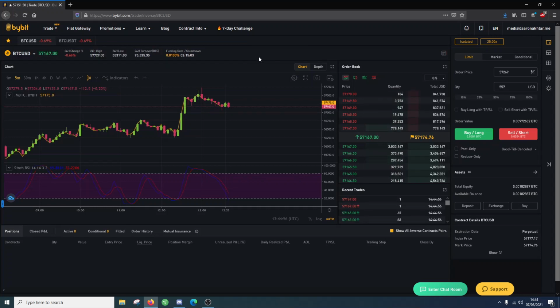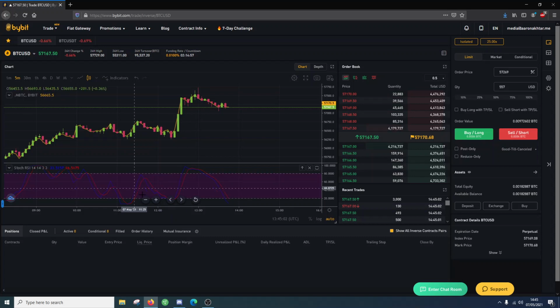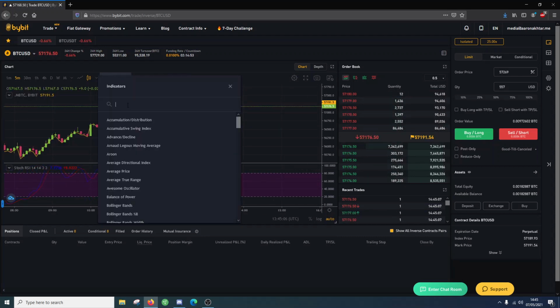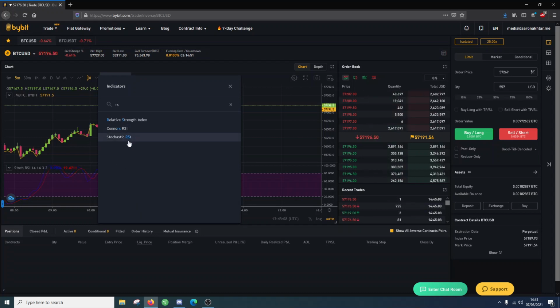Now, how to add the indicator. That's what you may be asking on ByBit. This is the indicator at the bottom over here, as you can see. You want to head over to the indicator section up here, type in RSI, and then press the stochastic RSI option. This is the one I'm using.